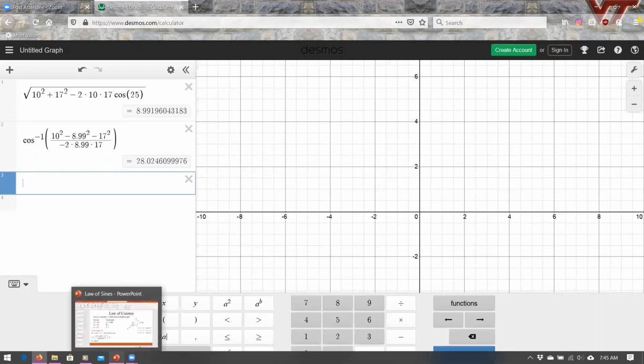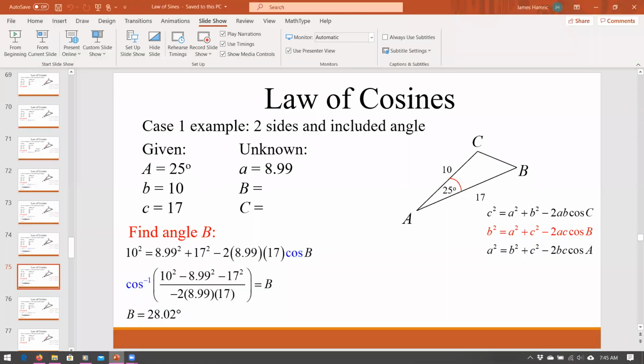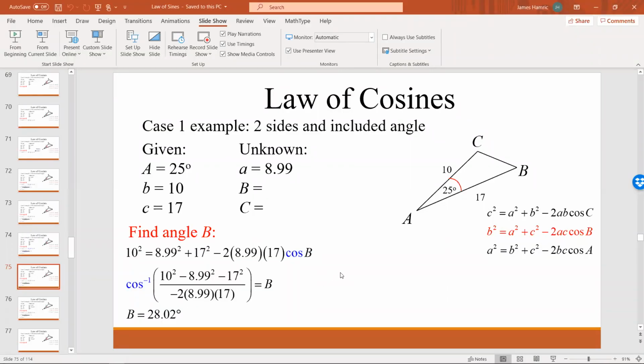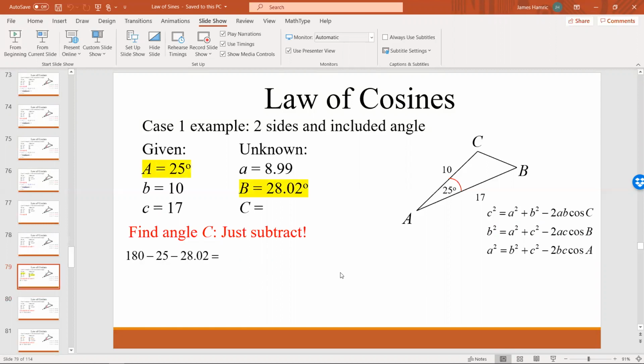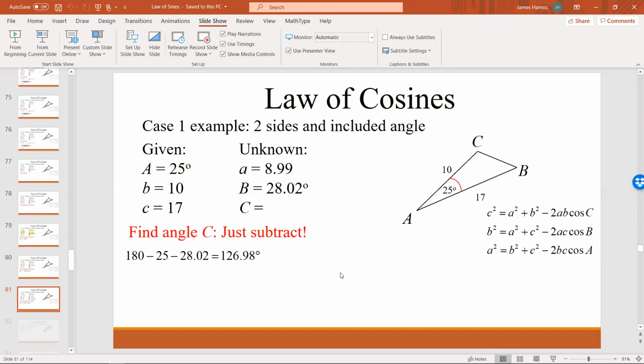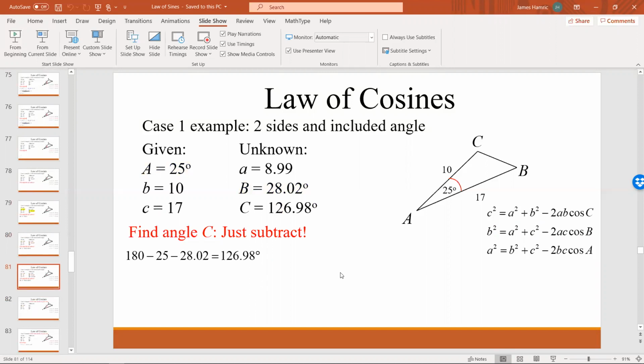Okay, and again, whenever you put these things in the calculator, just triple check everything's in there correctly and everything's in good shape. Okay, so now I know my angle B. Now all that's left is to find angle C. Well, look, I know angle A, I know angle B, I know triangles always have 180 degrees. So all we do is just subtract. So you've got 180 minus those two angles, 126.98. Lo and behold, that's it. And then you have solved that triangle.